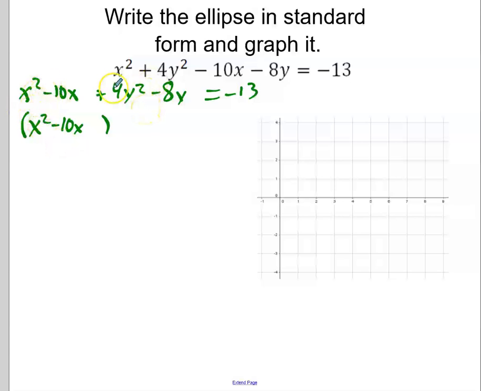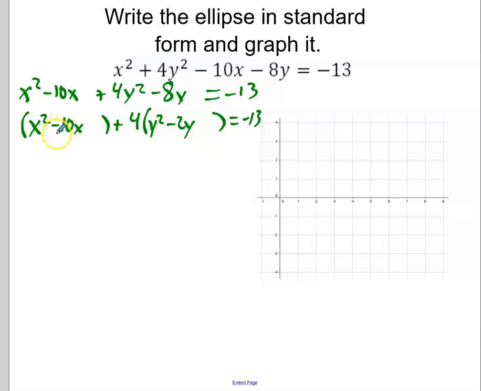But I'm also going to, when I get to the y's, because my y squared has a coefficient, factor that out. So then it just ends up being a y squared minus 2y. I'm going to leave that space there. And then, again, I still have that negative 13. So now we go through the process of completing the square like we did back with circles, back in chapter 2, I think it was.